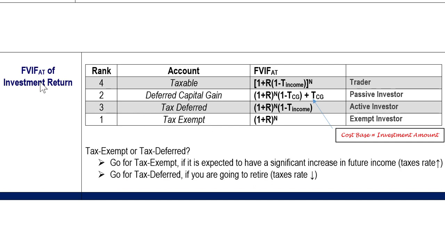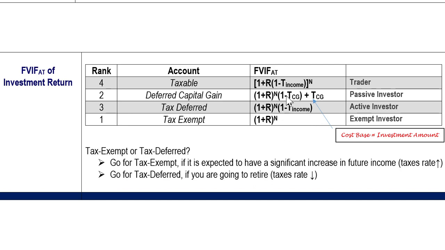Now, if you look at the future value of those accounts and rank them, the lowest value is the taxable account. The highest value, of course, is the tax exempt account. An interesting thing is that the number two rank in terms of highest value is the deferred capital gain tax account. It's more like today's 401k and IRA account. So why? The reason is very simple.